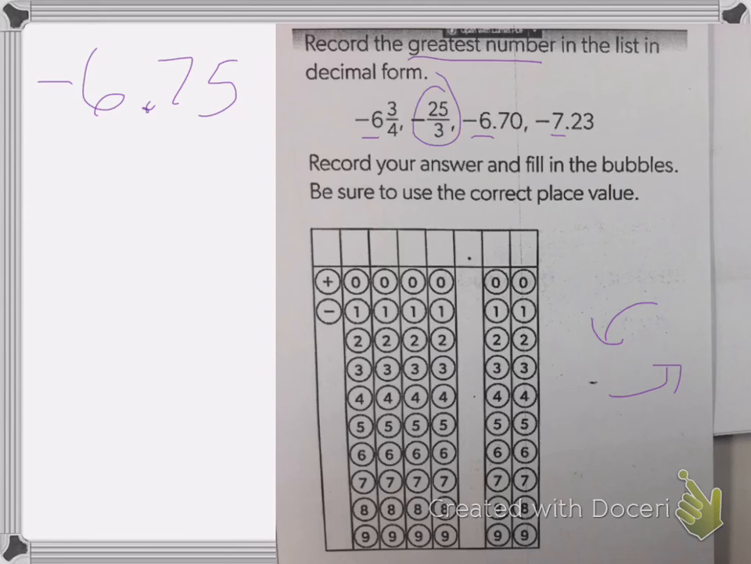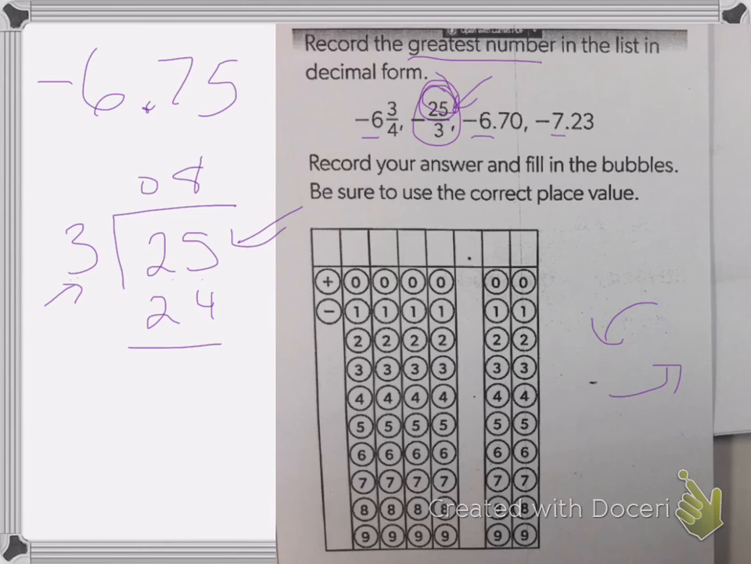Now here's the only tricky one. All you have to do is make sure that you divide it, because that line means division. Put the numerator inside, put the denominator outside. 3 doesn't go into 2. 3 does go into 25. 3 times 8 is 24, and then we've got 1 left. I'm going to bring that down.